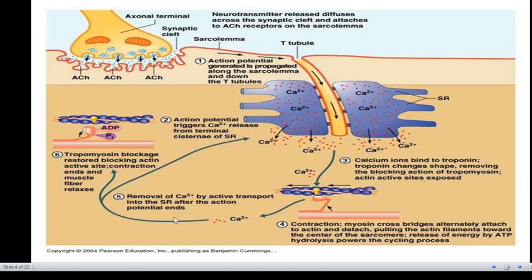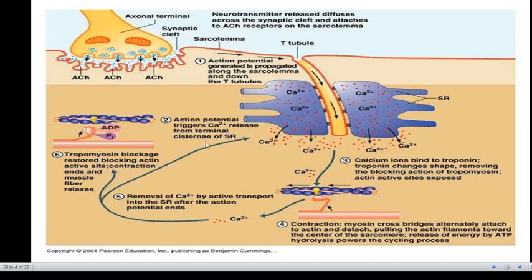The myosin head pulls the actin filament toward the center of the sarcomere, with energy from ATP hydrolysis. Then calcium ions are removed by active transport into the sarcoplasmic reticulum after the action potential. Tropomyosin blockage is restored over the actin active site, so the contraction ends and the muscle fiber relaxes.